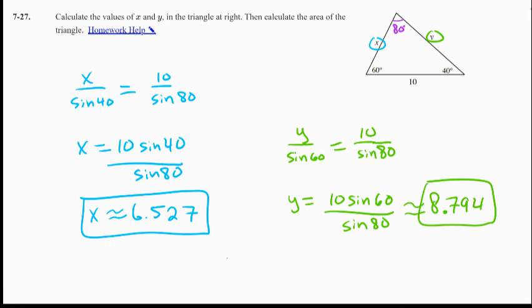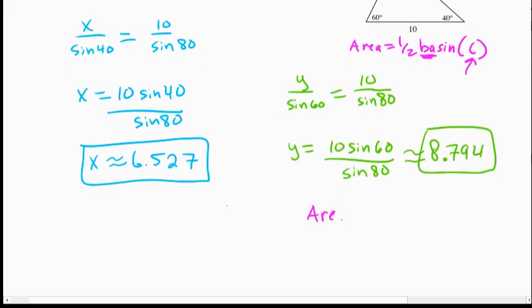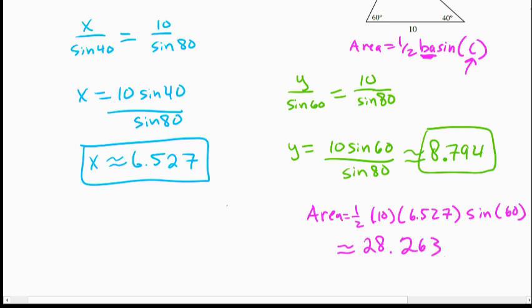Now I can go ahead and use some of these values to find my area. My area formula, I always like to call it area equals 1/2 ab sin C, where really a and b are two side lengths and C is the angle between them. So for this one, I'm going to use the side lengths of 10 and 6.527, which means I have to use the angle between those, which is 60. Once I plug that all into a calculator and round it a little bit, I get 28.263 for my area.